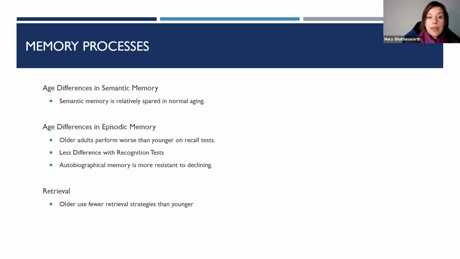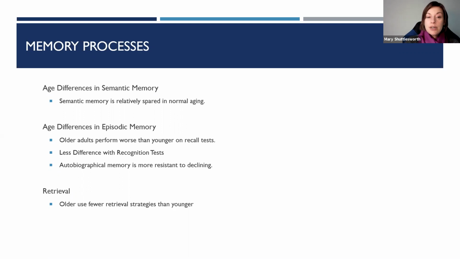We do, though, see that there are some differences in what we call episodic memory. So episodic memory, this is memory that is connected to specific events or specific points in time. Older adults are generally worse than younger adults on tests of episodic recall. So this would be trying to recall when a specific event happened. So if I tell you, tell me when John F. Kennedy was assassinated, what year was that? That might be a difficult thing for older adults to recall compared to younger adults.